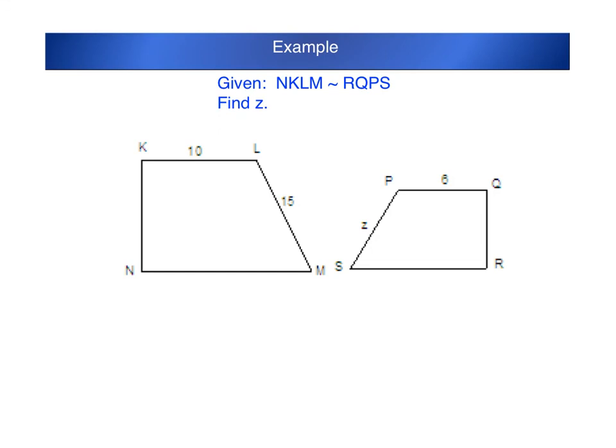Now, similarity is also helpful when I know that polygons are similar and I want to find a missing side length. The first step of the process is to decide which sides are corresponding. So if I look, I have a length for KL, and I notice that KL has to compare to QP. I also notice that I have a side length for LM. Well, LM has to compare with PS.